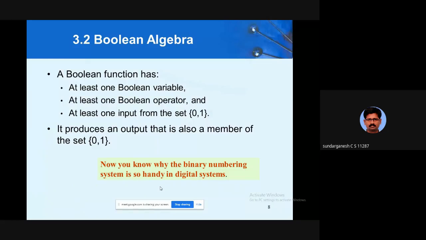For example, if you are writing a Boolean function, it should have at least one Boolean variable. It should have at least one Boolean operator, meaning it may have an AND operation, OR operation, or NOT operation. It should have an input from the set {0, 1}, and it also produces an output that is a member of the set {0, 1}.